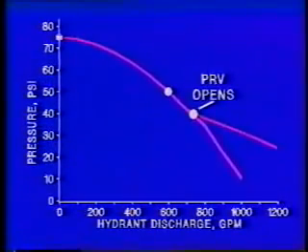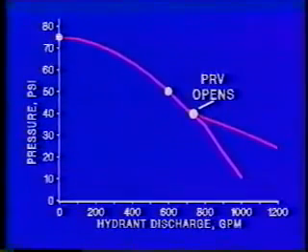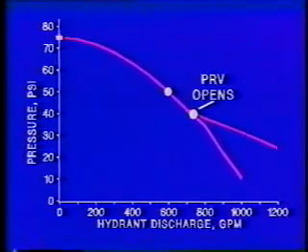There are some problems in using that traditional equation for predicting discharge at any residual pressure. The first is that it assumes that the pressure under static conditions is the same as the pressure at nearby tanks. A second and more subtle problem occurs when you run the test near a pressure reducing valve.